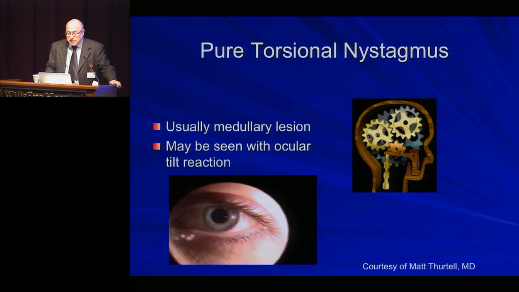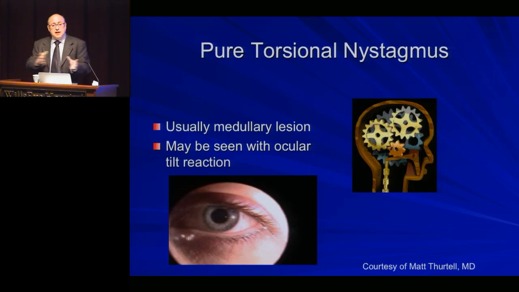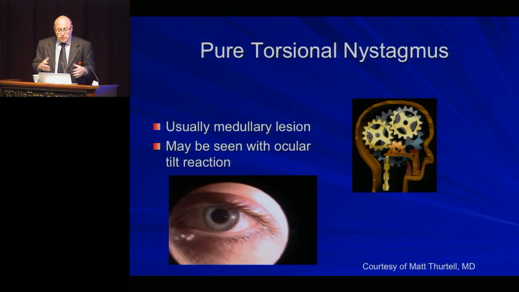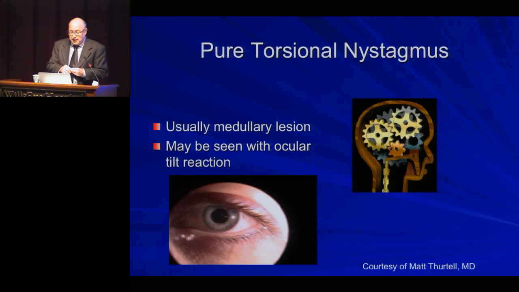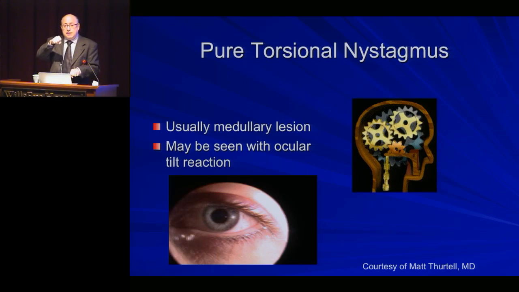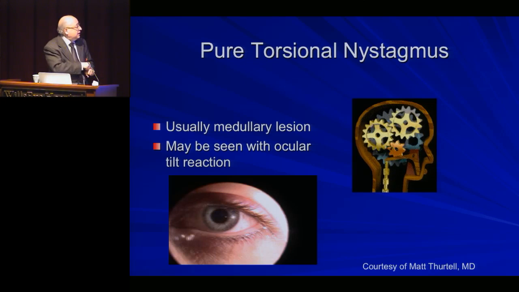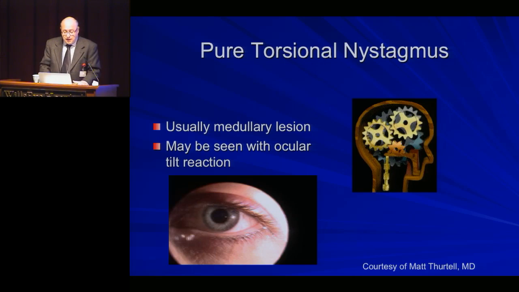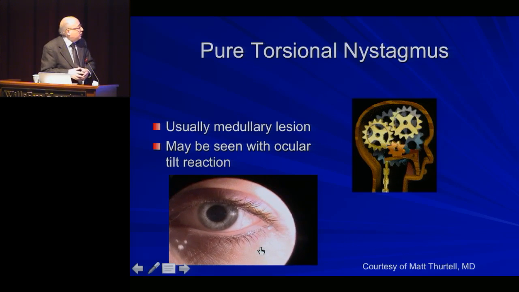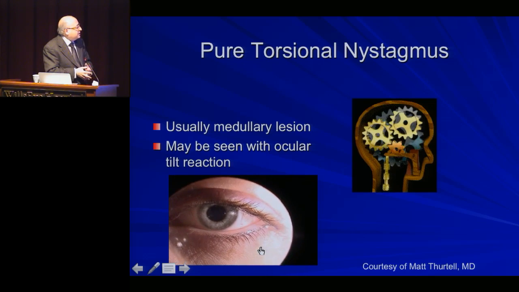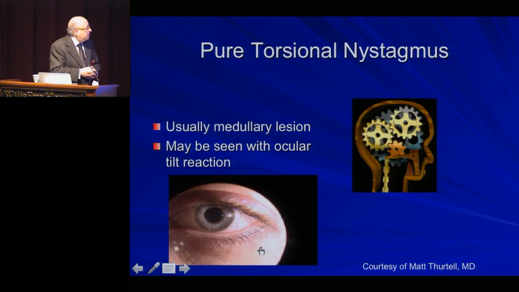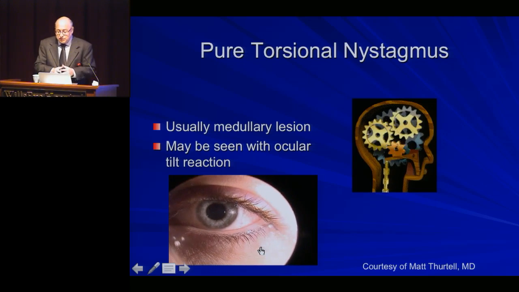Now, we mentioned that torsional nystagmus is often seen with peripheral lesions, but that's horizontal plus torsional. A pure torsional nystagmus is central, most often a lesion in the medulla. And it may be seen with one of the common forms of skew deviation, where one eye is higher than the other, called the ocular tilt reaction. Okay? So you might see the skew deviation and a nystagmus. So this is pure torsional. So the eye's not beating up or to the side, it's just rotating. And it's conjugate, we're just showing one eye.